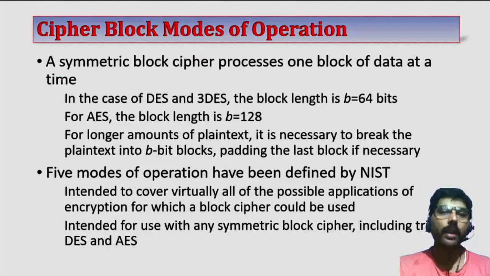For example, in case of DES or 3DES, the block length is actually 64 bits, whereas for some other algorithms like AES, the block length is 128 bits. Sometimes what happens is the plain text size is more than this number of bits, 64 or 128 bits. In that case, we have to break that plain text into multiple blocks.